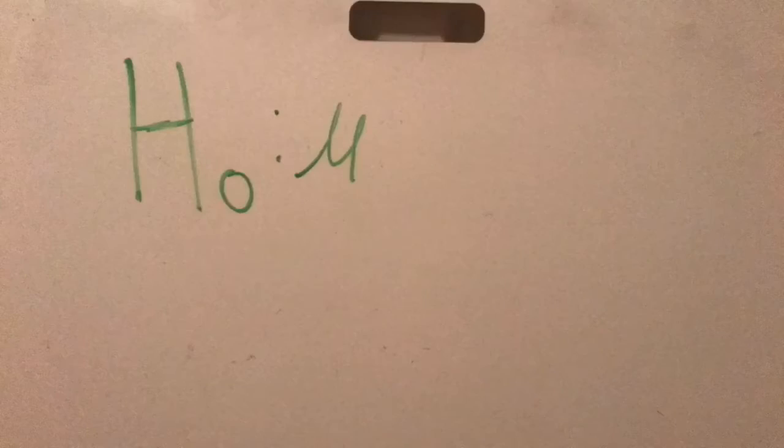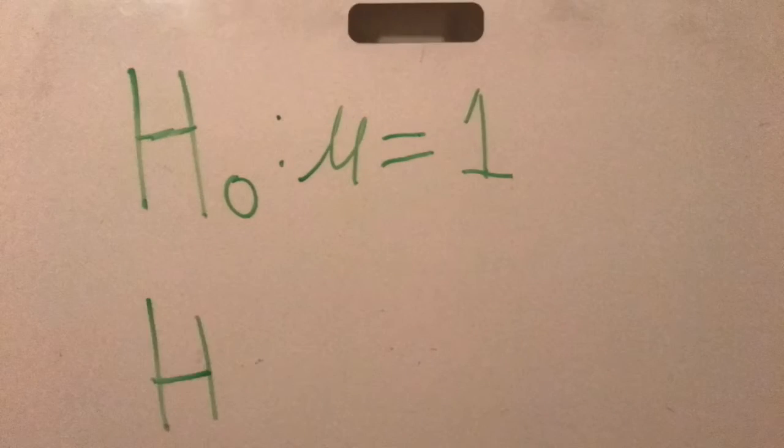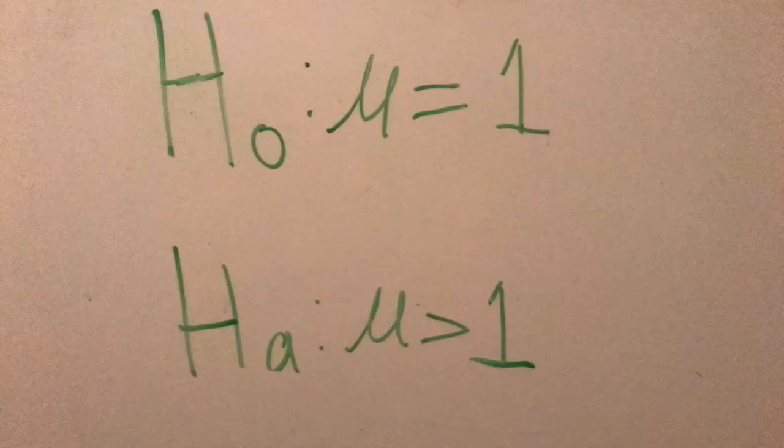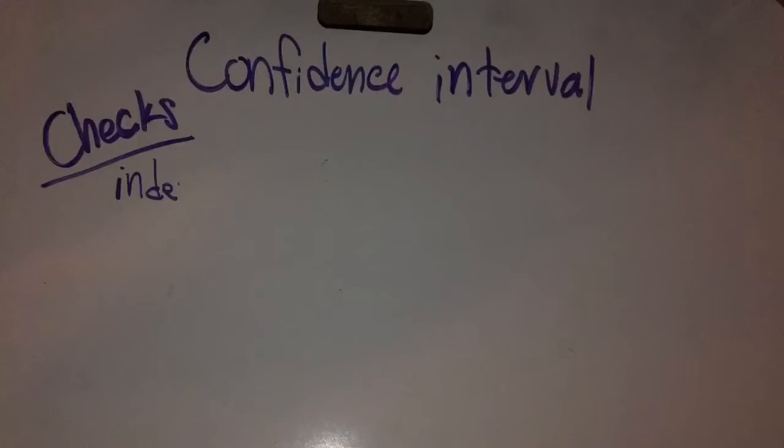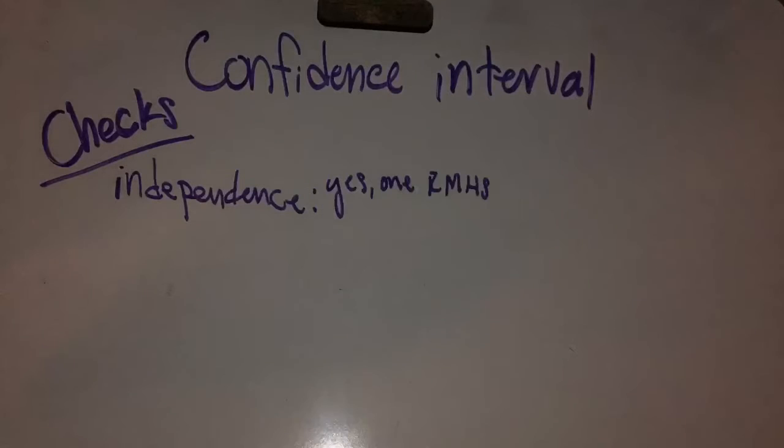So our null is mu is equal to 1, and our alternative is mu is greater than 1. The next one is our checks, and although it does say confidence interval, we are doing a hypothesis test.